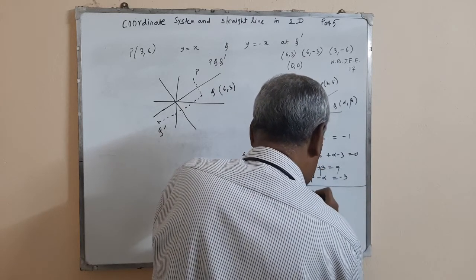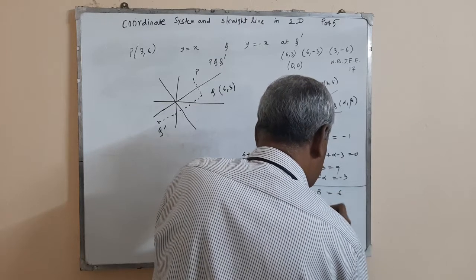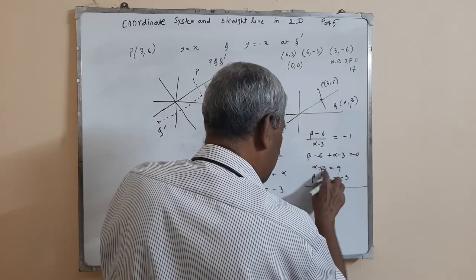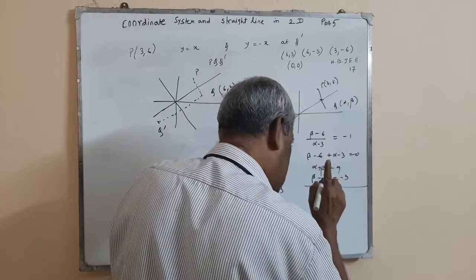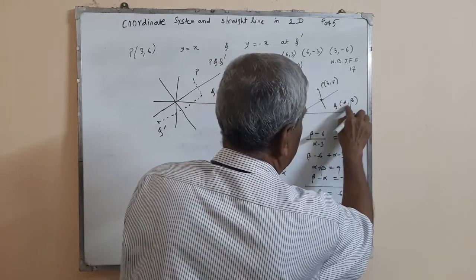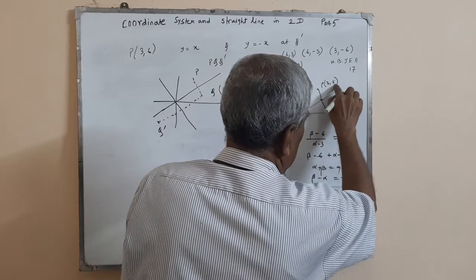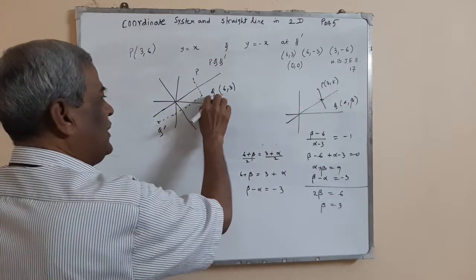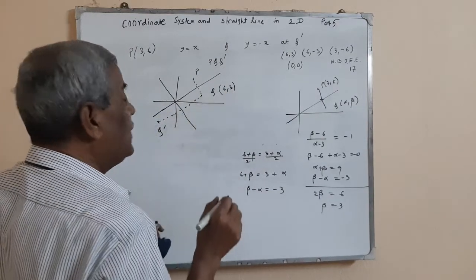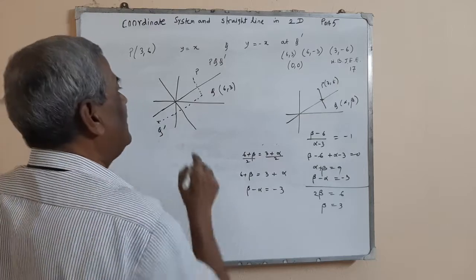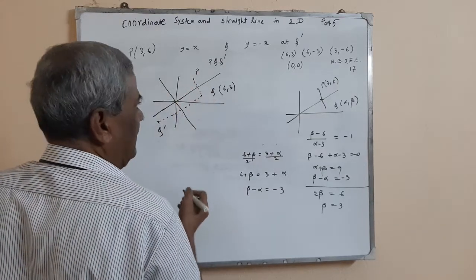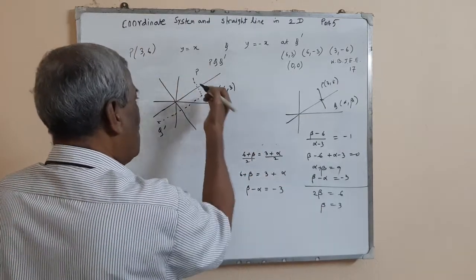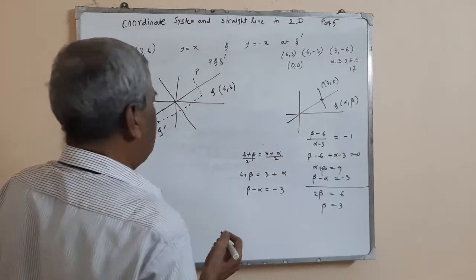Adding them, 2 beta is equal to 6. So beta is equal to 3. If beta is equal to 3, alpha is equal to 6. So exactly they have interchanged. So we get Q is equal to 6, 3. You must keep in mind that when a point is reflected on the line y is equal to x, its coordinates will be interchanged.